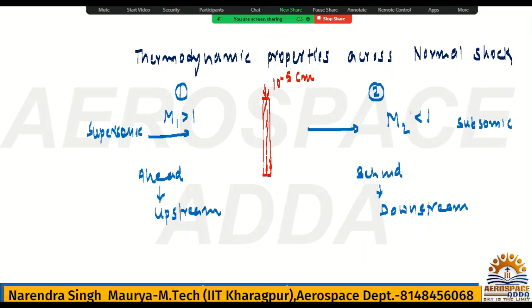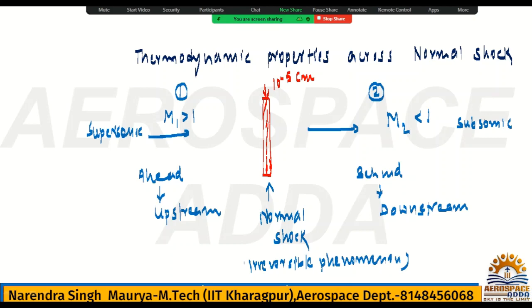I am just going to give one table which is called thermodynamic properties across the normal shock. So here we have a normal shock. The order of the normal shock thickness is 10⁻⁵ centimeter. It is an irreversible phenomenon, which I explained last class. Obviously if irreversibility is there, then isentropic relation will not be used. That also we had seen. Now I will give the table.